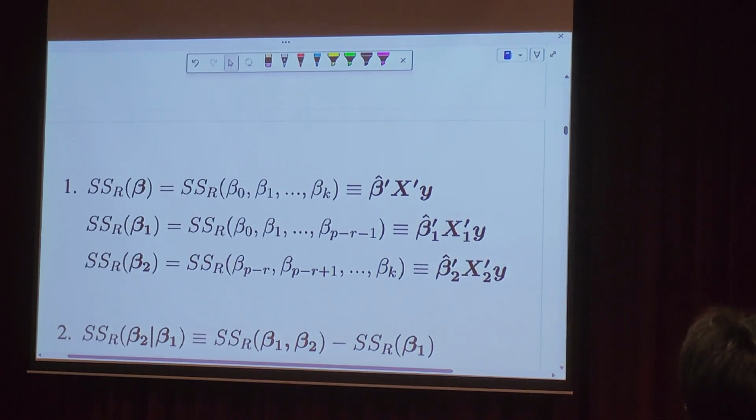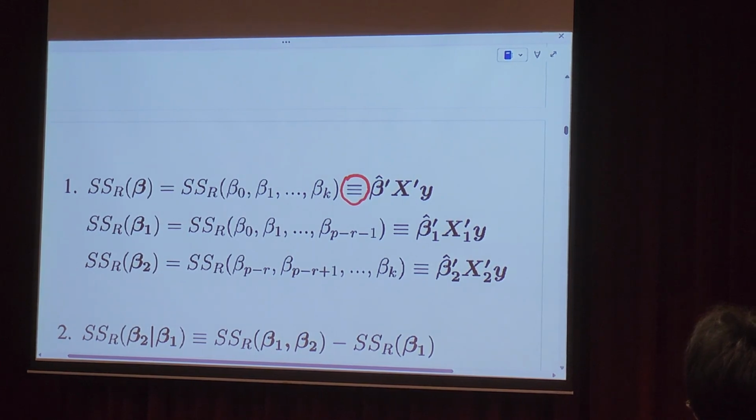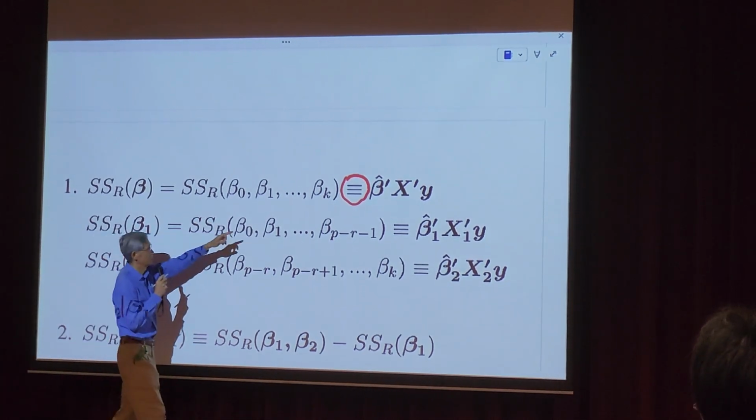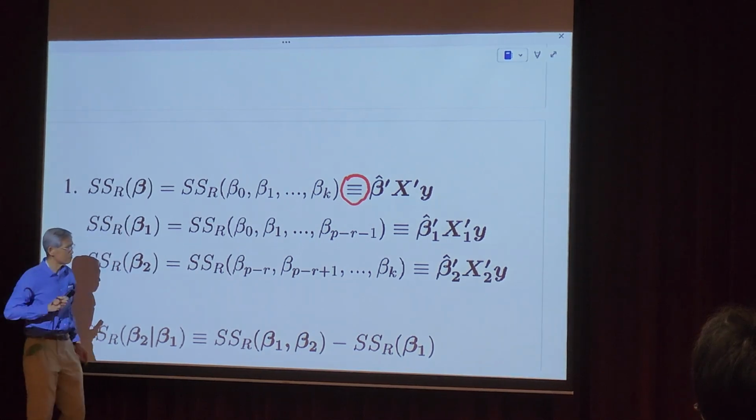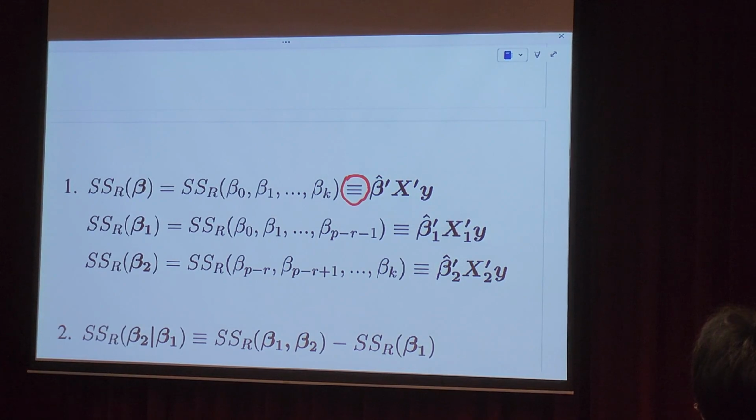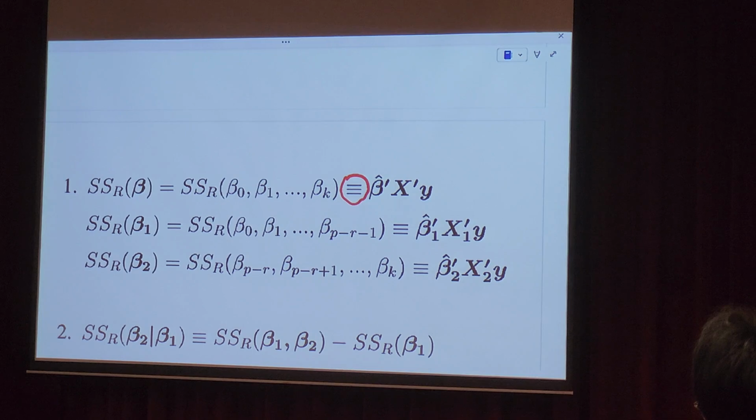Here there are three lines. It means it's a definition. So if you see three lines, it means I define this. So I define this, beta transpose times X transpose y is this. And so on, for beta 1 transpose, X1 transpose, and y. So that's step 1. Can everybody follow?